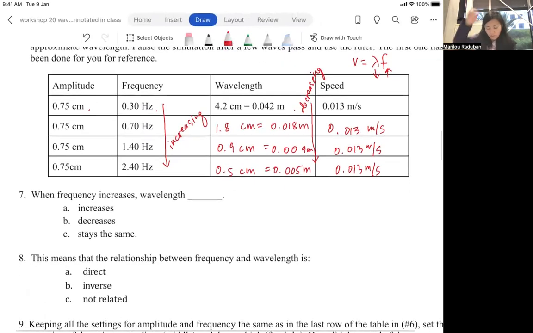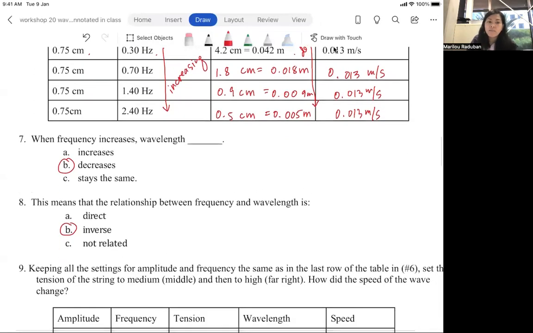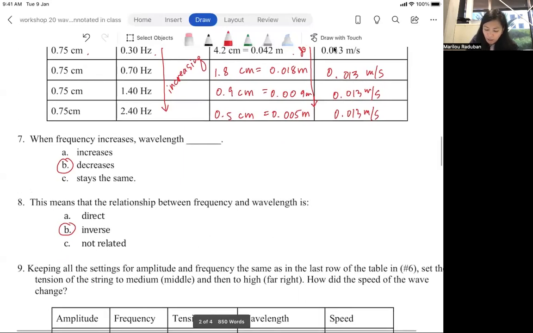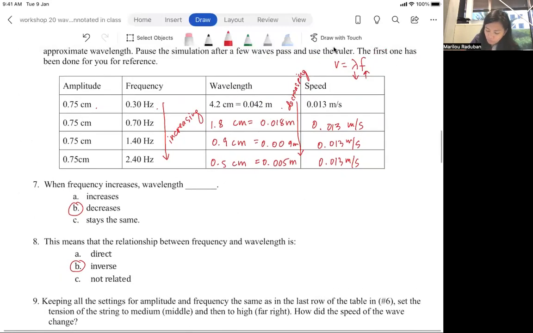So from this, you can see the pattern that when the frequency increases, the wavelength decreases. If one increases when the other decreases, then that's the inverse relationship, right? We've been using inverse and direct relationship already before. You can also see this from the equation.